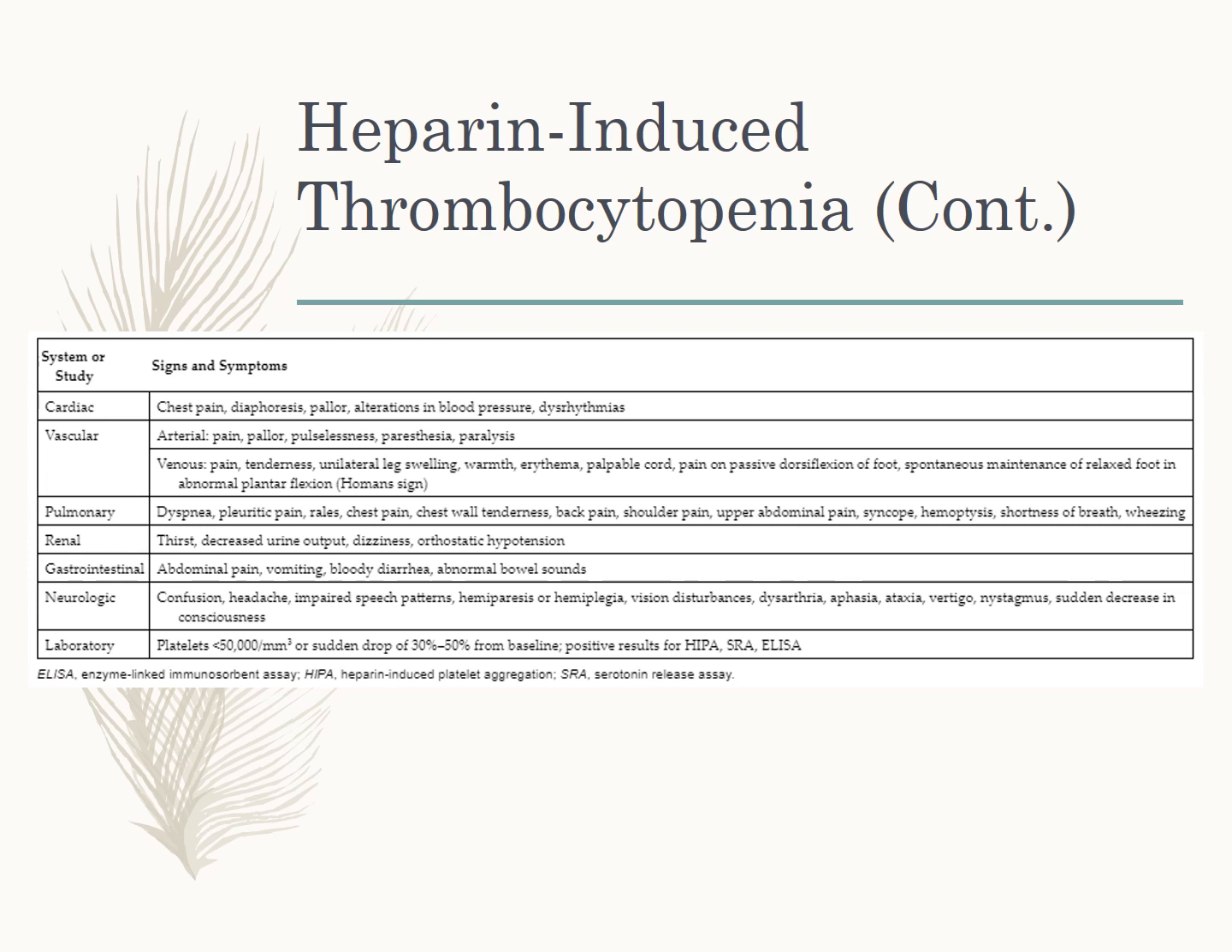You can have dyspnea, rales, chest pain, chest wall tenderness, back pain, shoulder pain, shortness of breath, hemoptysis, wheezing, decreased urine output because you're going to have damage to the kidneys from the clotting, abdominal pain, vomiting, abnormal bowel sounds. Then you can also have, right, signs of stroke, basically confusion, headache, impaired speech, that one-sided weakness, facial droop, all of that. And you're going to see platelets less than 50,000 or a drop of 30 to 50% from the baseline.